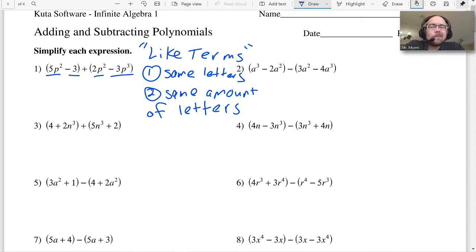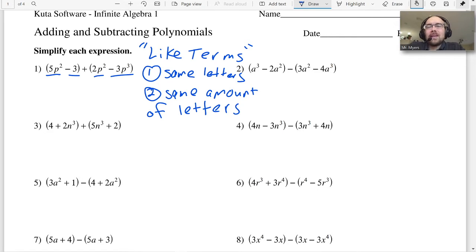So let's say p is like 3. Then 2p squared would be 2 times 3 times 3. And then the other one would be minus 3 times 3 times 3 times 3, because there's a 3 in front of the p cubed. That's a totally different number.